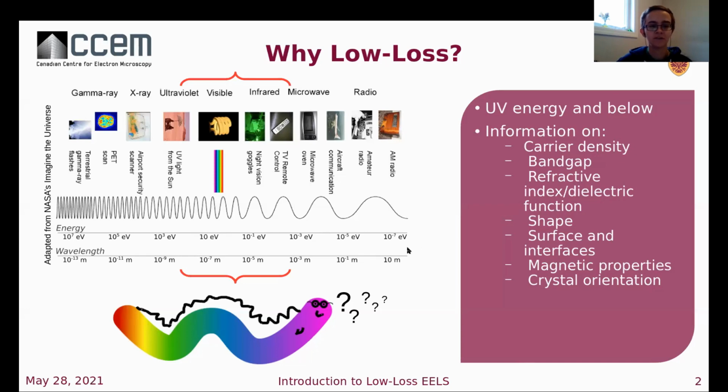So why do we want to look at low loss? In low loss, we're looking at a region of the electromagnetic spectrum encompassing energies from the ultraviolet down to the infrared. If we're at energies higher than ultraviolet, we're getting into X-rays. This is core loss, which is another presentation somewhere on the YouTube channel. If we want to look below the infrared into the microwave and radio, we don't have the instrumental resolution to see that far down yet in EELS. So we are limited to infrared to ultraviolet as our low loss region.